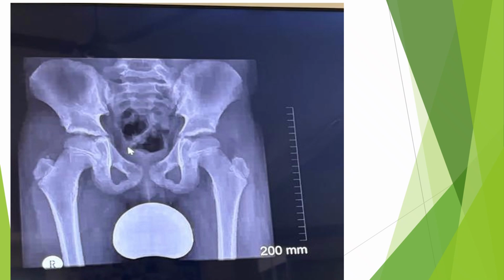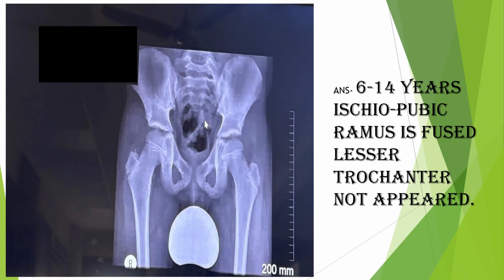Lesser trochanter not appeared. Appearance is 12 to 14 years, and fusion is 17 to 18. Not appeared, so it will be less than 14. And iliac crest also not appeared, so age is less than 14. So here the age will be 6 to 14 years, because the ischiopubic rami is fused. That fuses by 6 to 8 years, and lesser trochanter has not appeared, and that appearance is by 12 to 14 years. So the age will be 6 to 14 years.